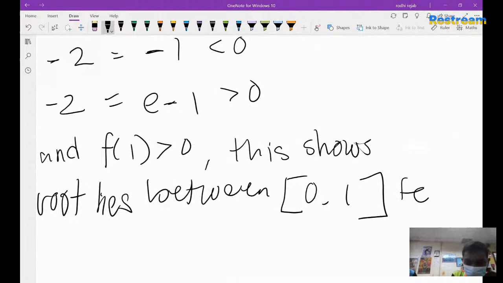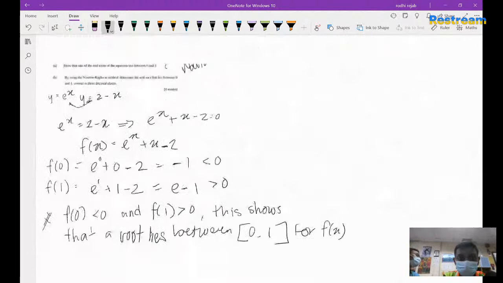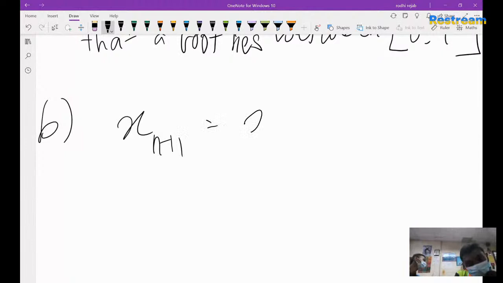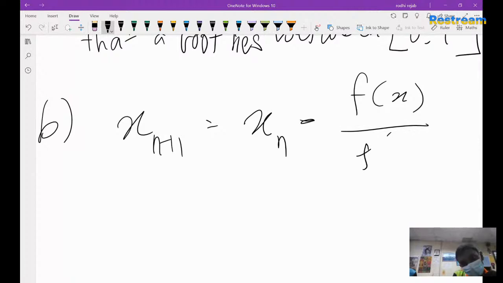Okay? So into soalan A, finish. And then for B, we need to know the general formula, which is xn plus 1 is equal to xn minus f of x over f prime of x.